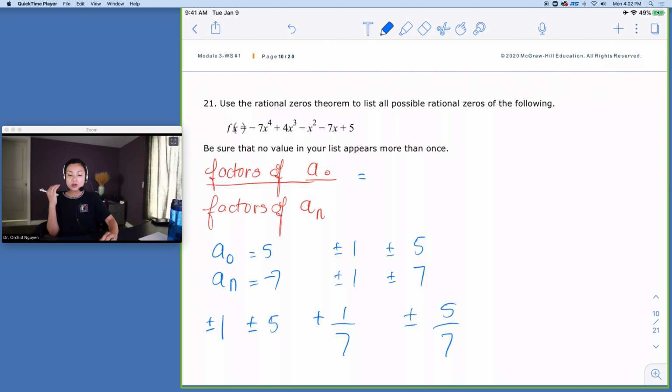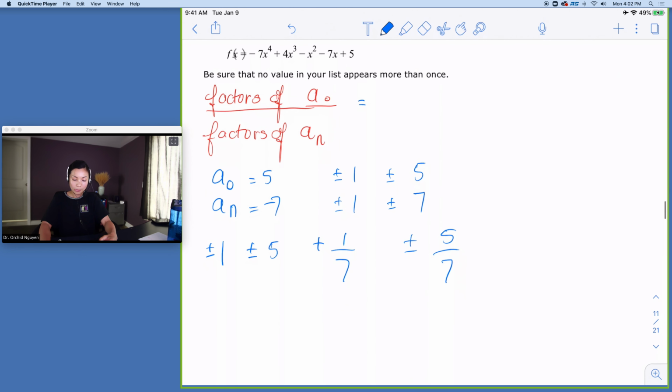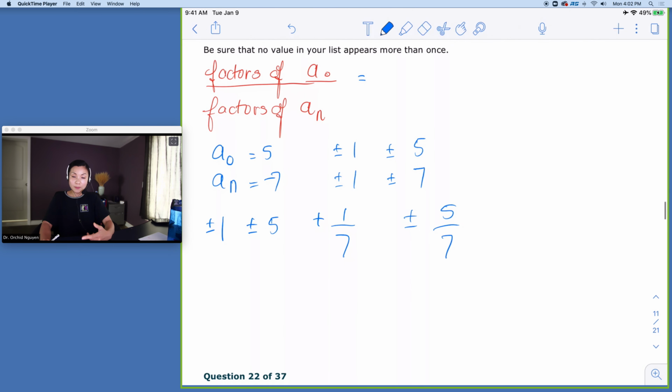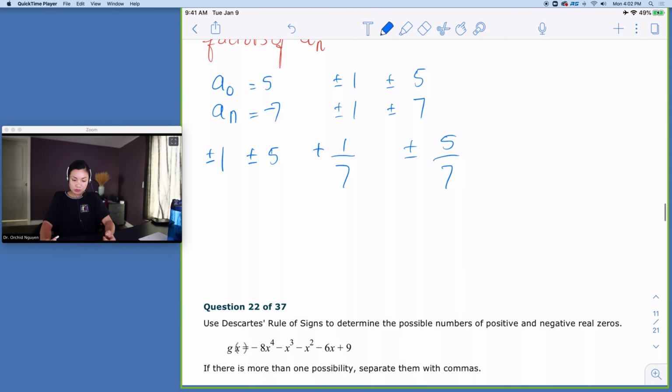Okay, so you can use any method that you want, as long as you cover all the factors, then we're good. Okay, so those are the possible rational zeros.